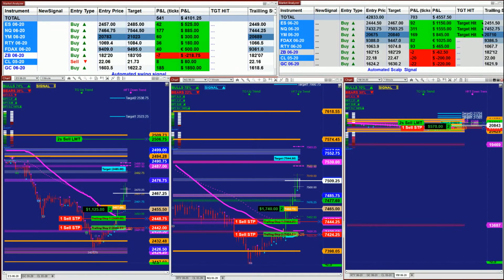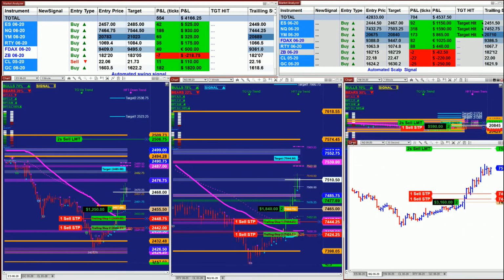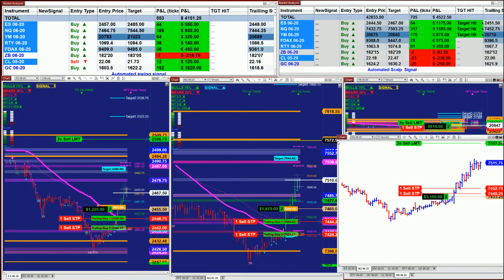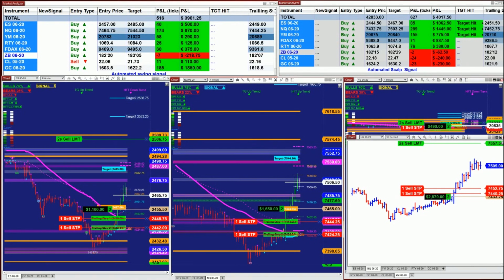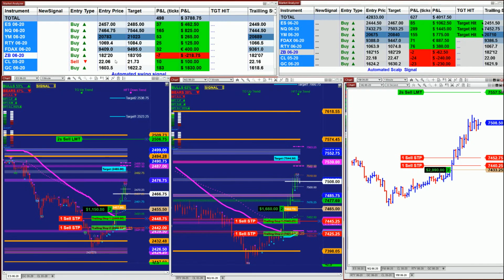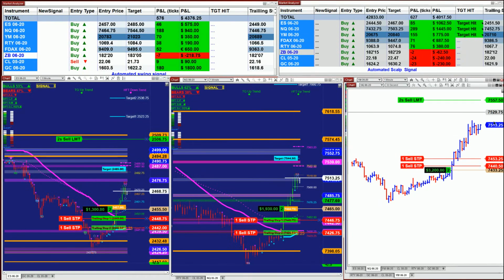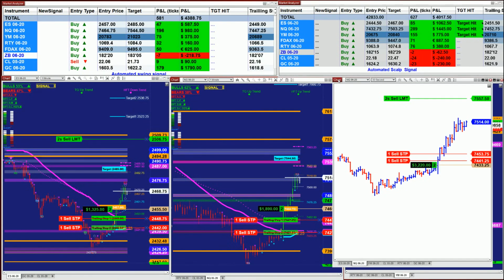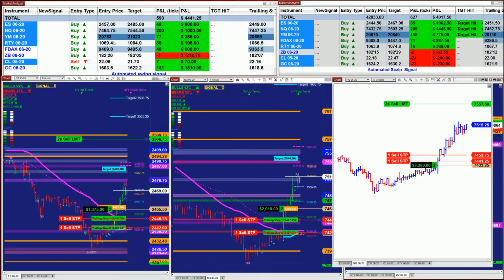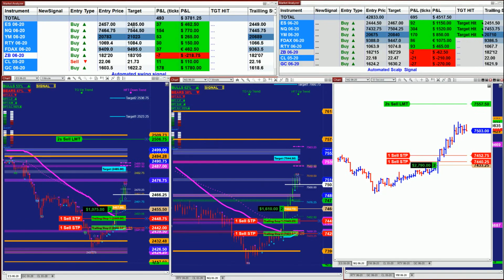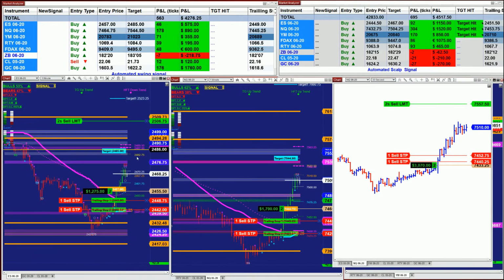So for the ones that just join us, I want to keep my eye on this one here. This is the Nasdaq scalper automated trade. We have two different market analyzers here, and you have an entry signal on the ES based on one contract, 2457, target 2485, and the problem right now, the Autotrade has taken that trade.